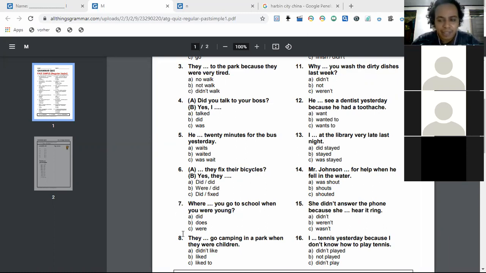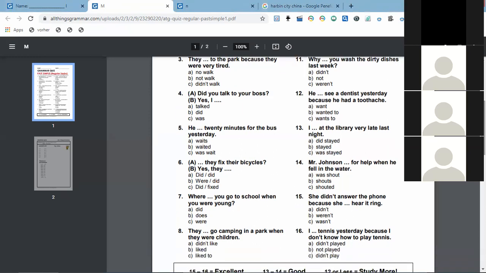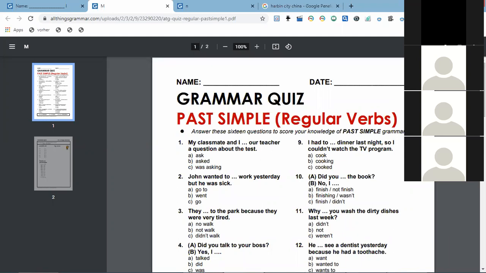Number eight. Who did I ask before? Arya. Number eight: they go camping in a park when they were children? The answer is they like to go camping, kakak. Yes, C. Very good. I think you know the reason, right, Arya? Everyone also knows the reason, so let's skip the reason and continue.